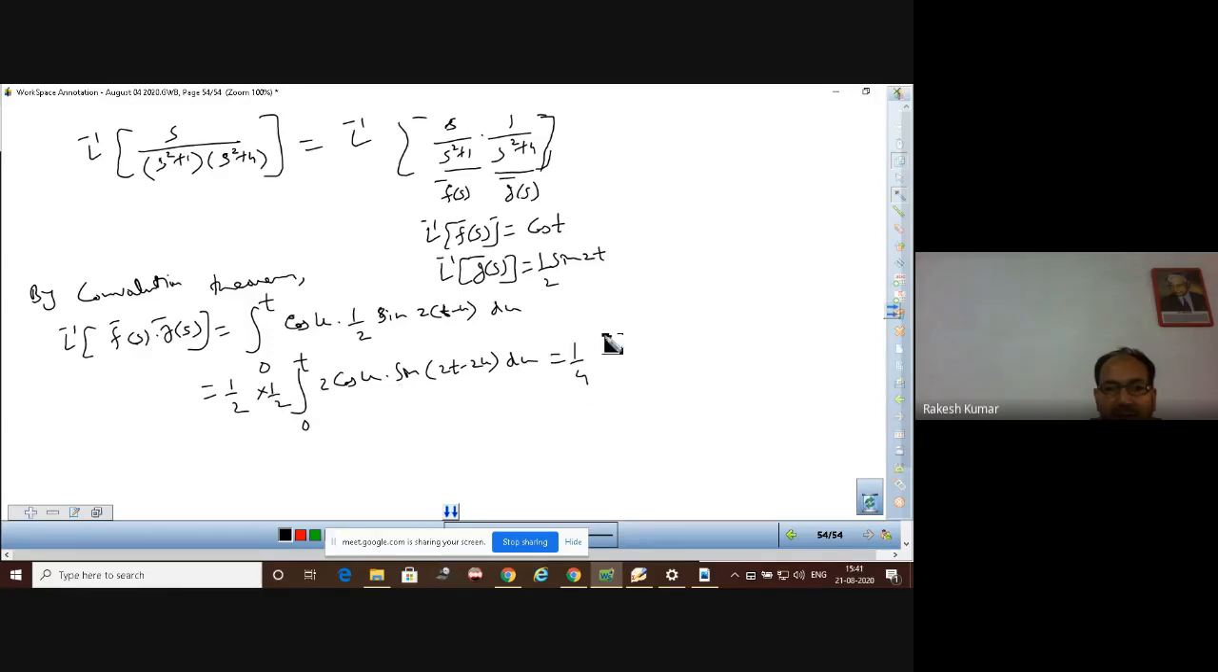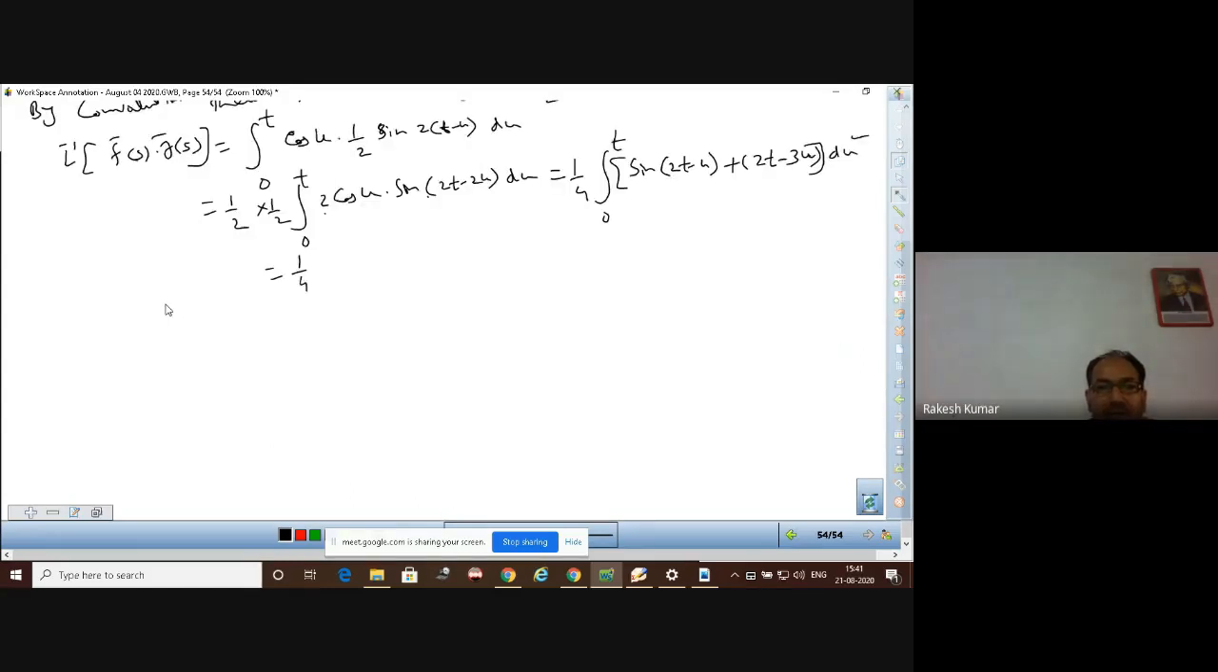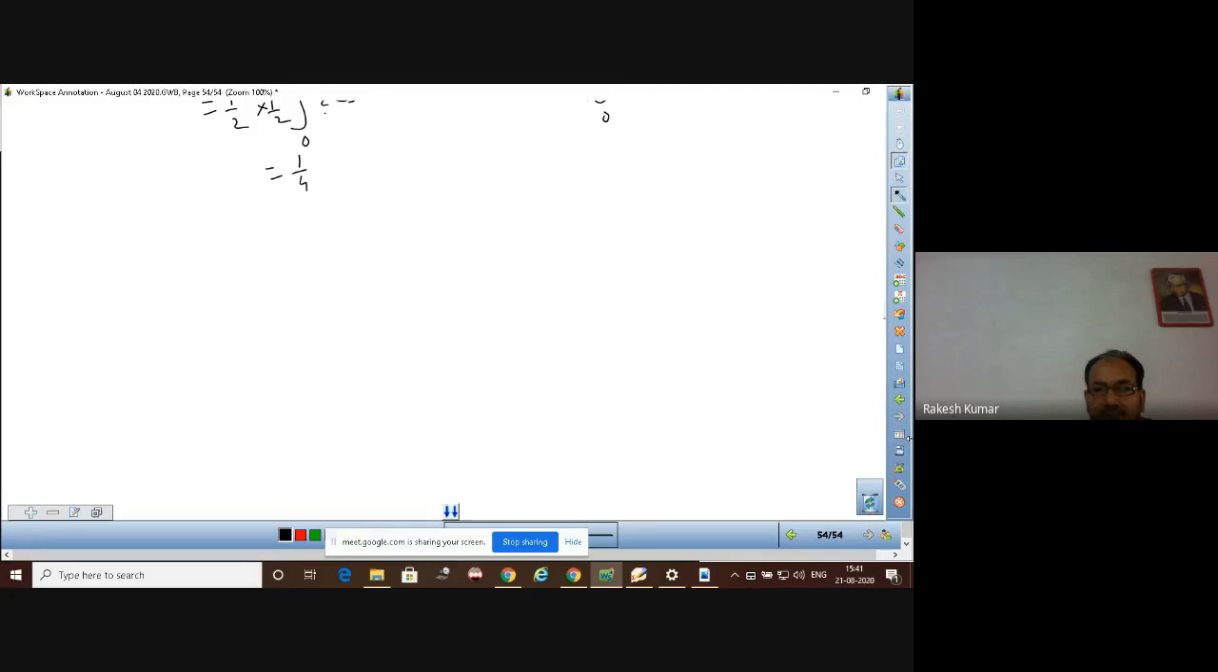So what it will be? That is 1 by 4, integral 0 to t. We can apply the formula 2 sine a cos b, which is sine of a plus b plus sine of a minus b. This will be the formula with respect to u. You need to integrate. So 1 by 4, now you can write down the integration part.